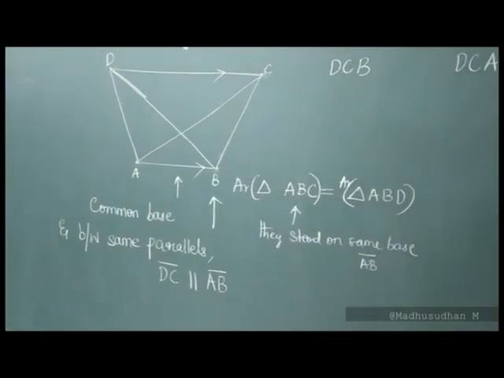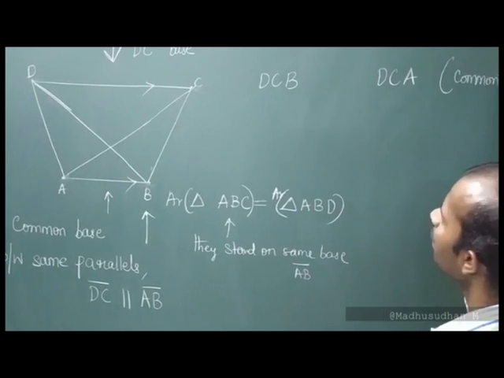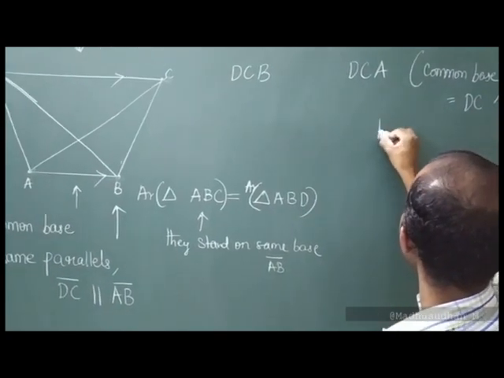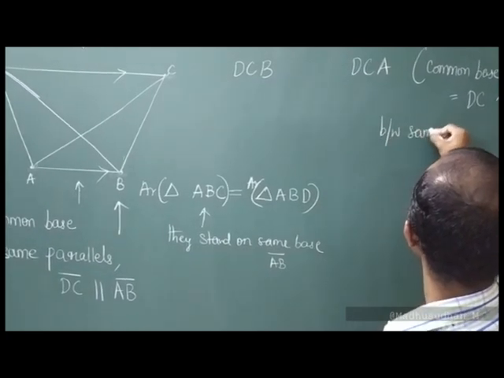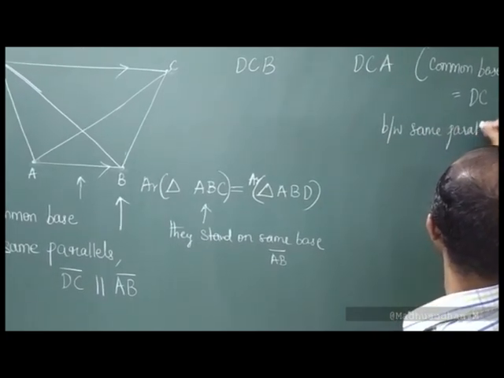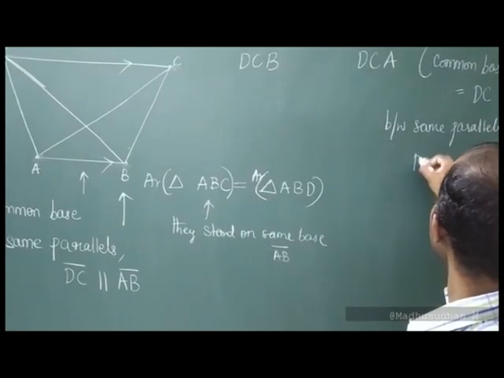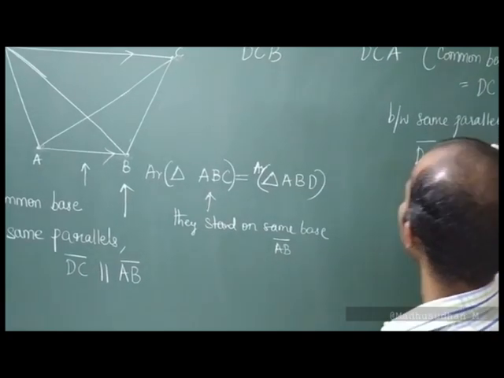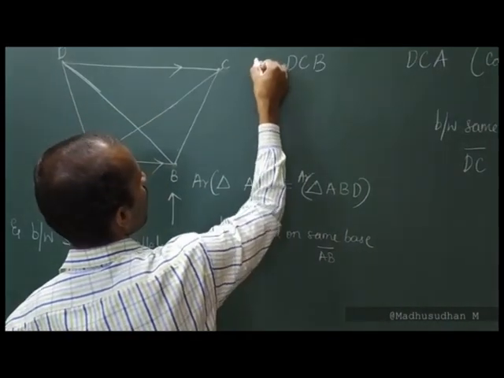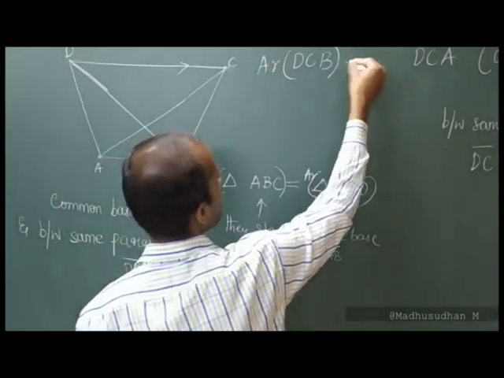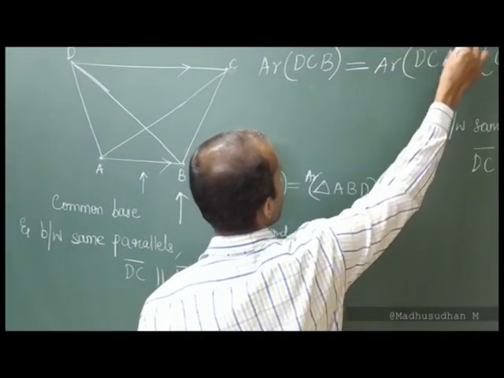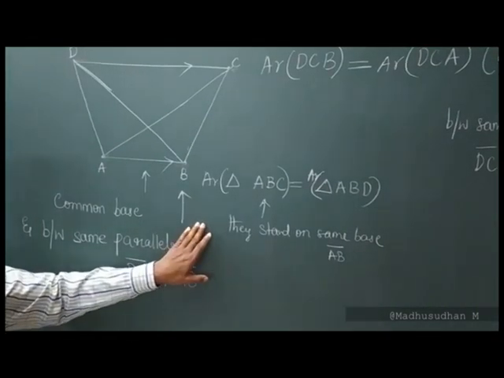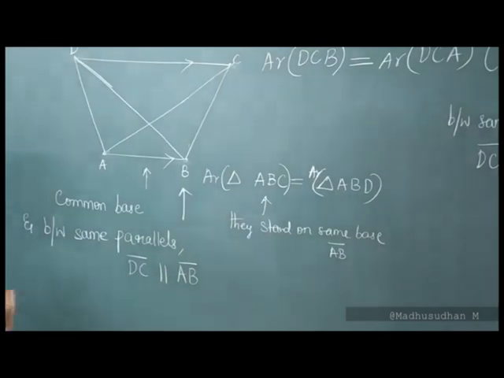So which is the common base now? The common base is DC, and between the same parallels. Which are the parallels there? DC parallel to AB, right? So these two triangles, their areas are always equal. Followed it? So with this understanding, we can start with the basic proportionality theorem.